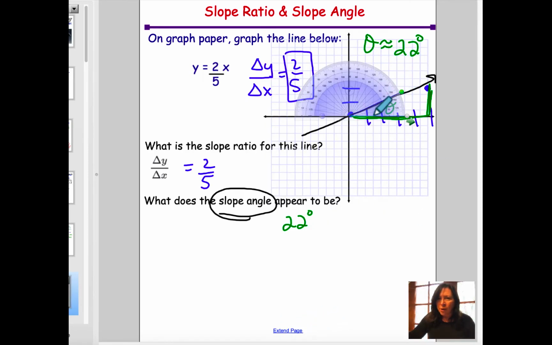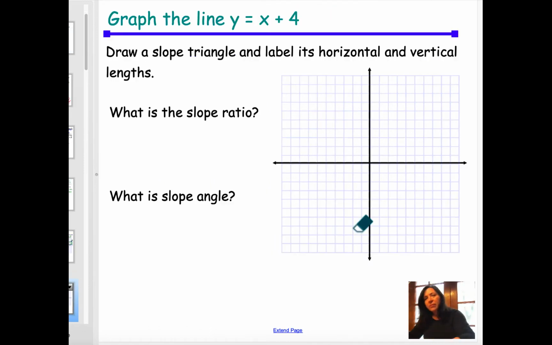And so you would measure this distance from here to here. That's your slope angle. That's your theta. Theta is about 22 degrees. And you say about because you're not exactly sure, and also you're probably rounding off as well.